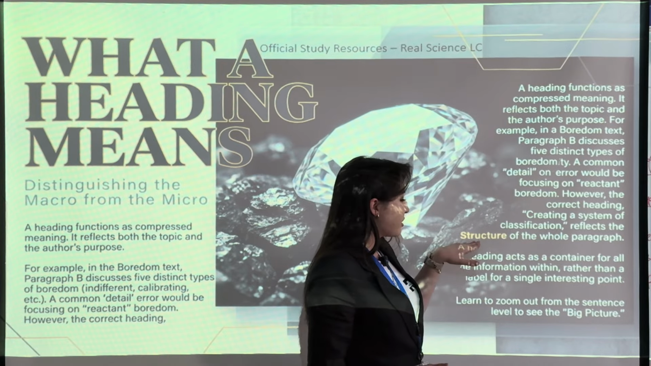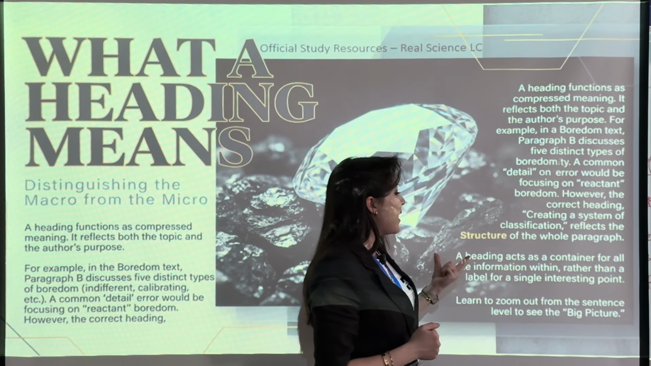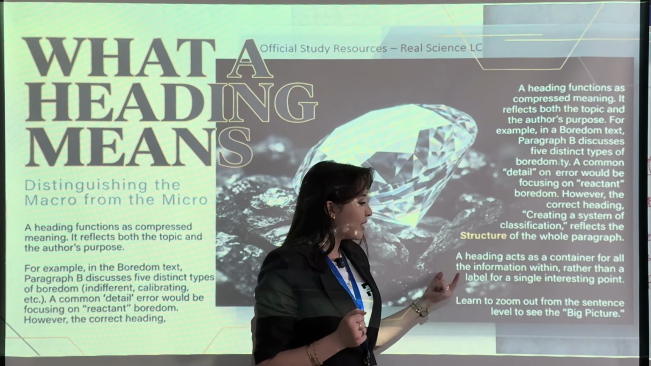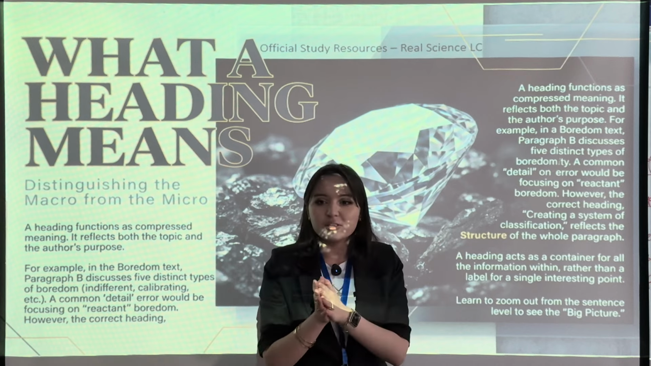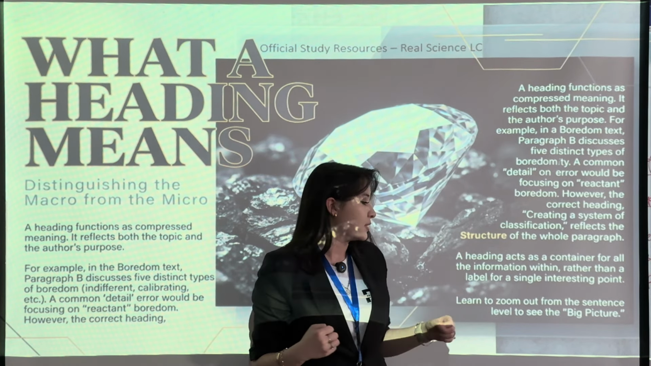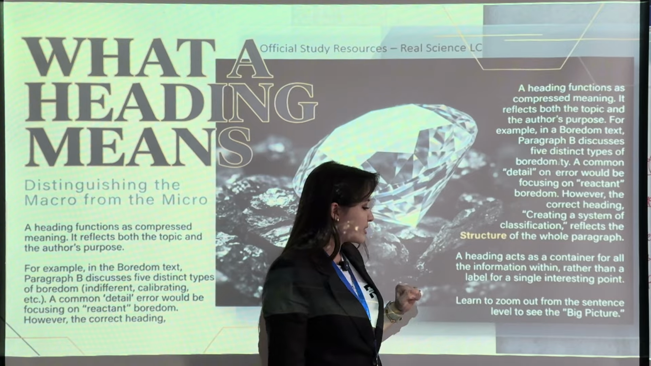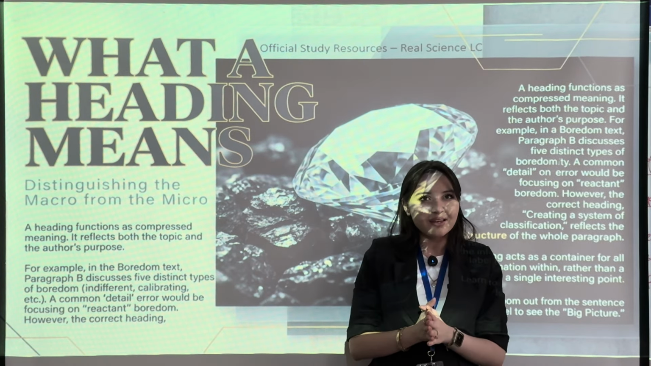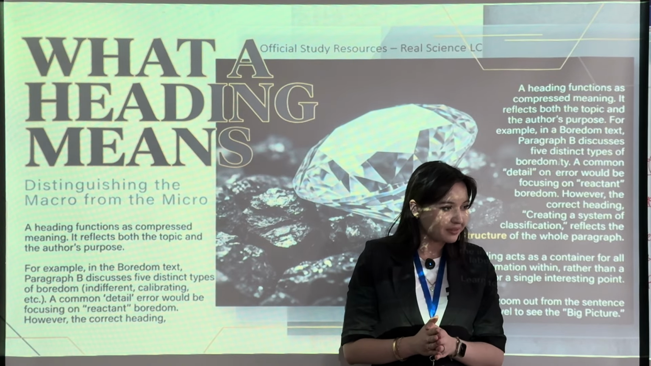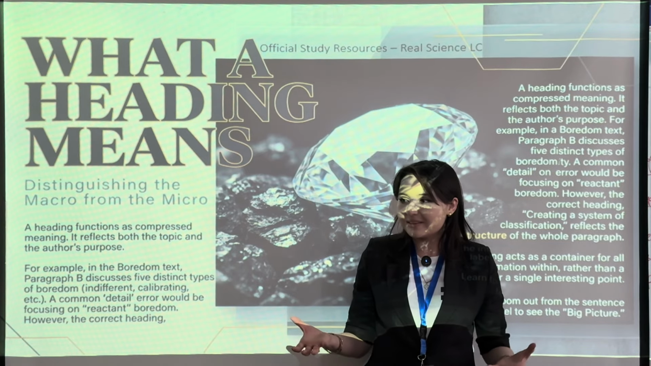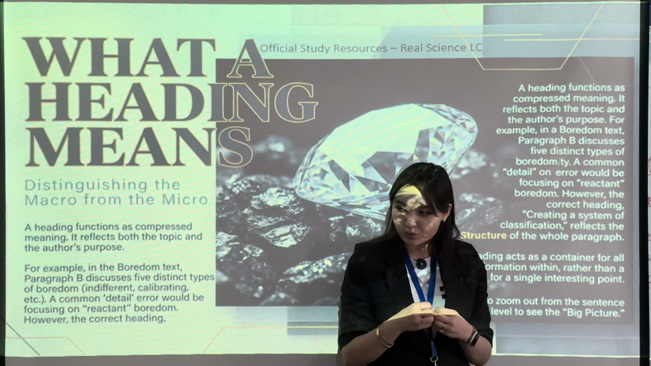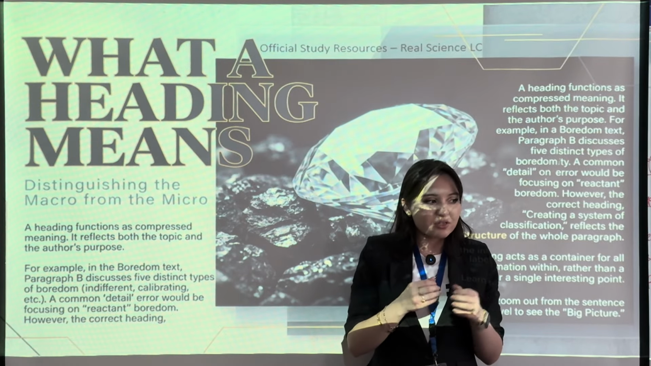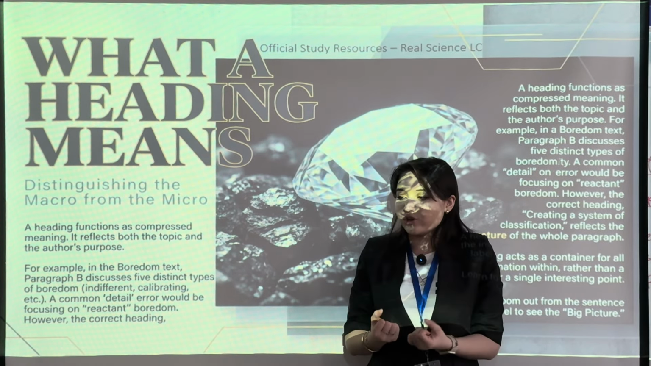Creating a system of classification reflects the structure of the whole paragraph here. A heading acts as a container for all the information within, rather than a label for a single interesting topic. No, this is not about a single thing, this is a container for everything that is here. Learn to zoom out from the sentence level to see the big picture. This is like in writing task 1. You know what writing task 1 is? And the heading is like an overview of writing task 1. This is when you see the big picture, when you look at the picture from very far away. Understandable? This is not about the details, but this is about the general overview. Okay?